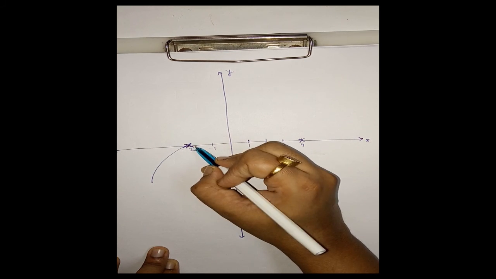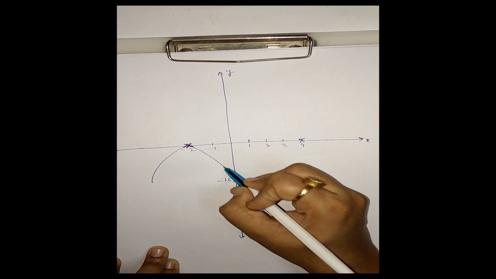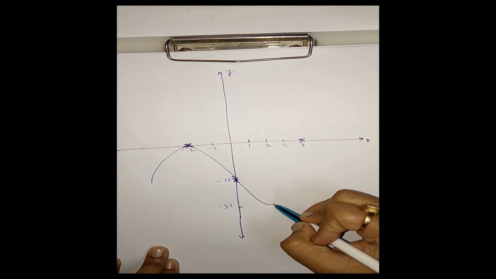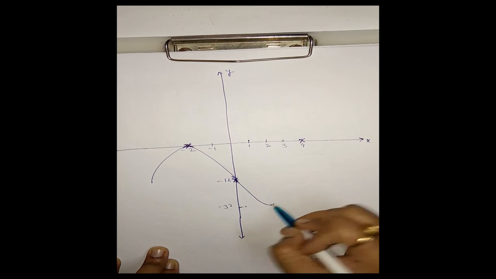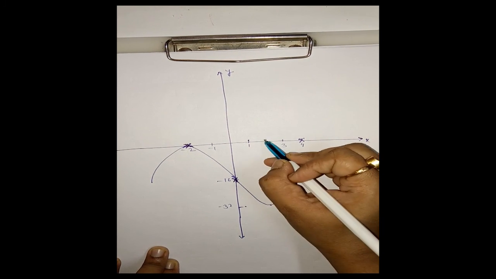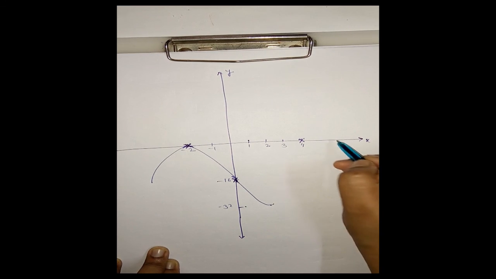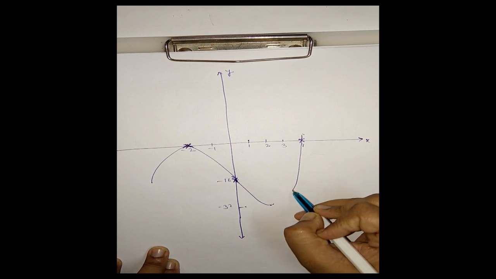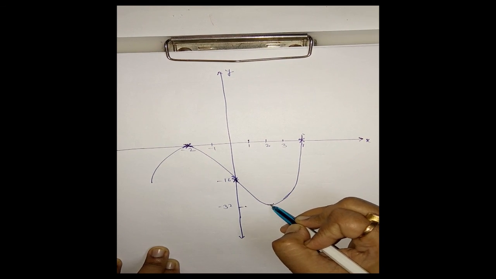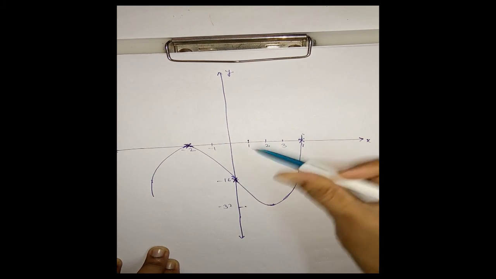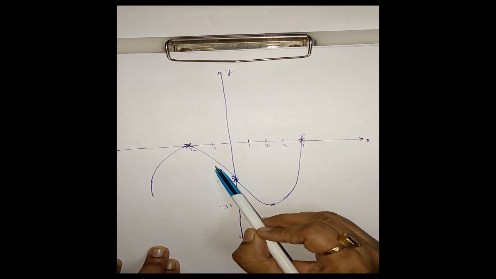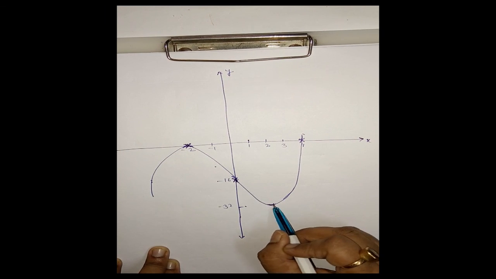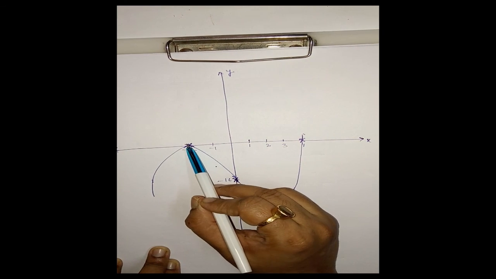Here it is concave downwards. This is my point of inflection. This is my minimum value. 32 is my minimum value. Okay, at the point 2. Okay, and now this is my point of intersection. Therefore, curve will be like this. Curve will be like this. Here it is concave downwards. Here it is concave upwards. This is my point of inflection. This is my minimum value. This is my maximum value.